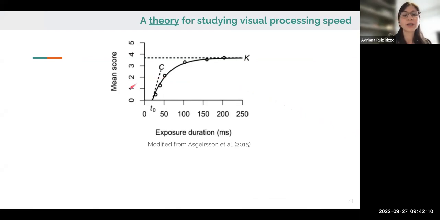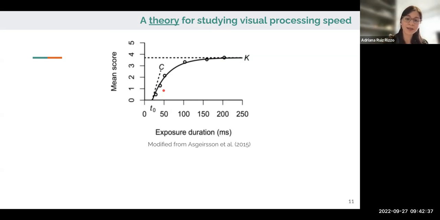And in this model, we try to model performance accuracy or report accuracy as a function of exposure duration, because it is expected that with increasing exposure duration, so the longer the stimuli are on the screen, the mean accuracy will also be higher, and this is an increasing exponential curve.